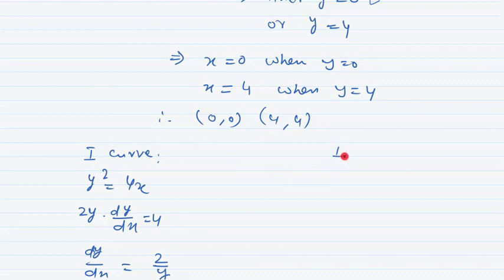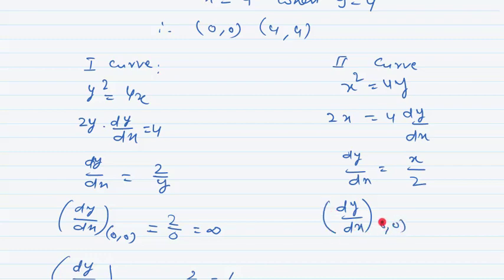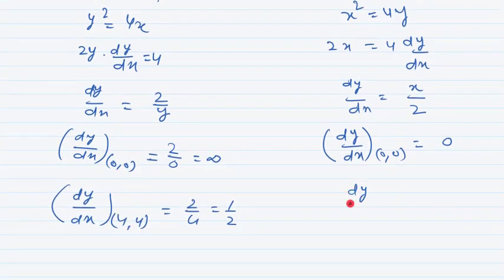Now let us take the second curve. On the second curve, we have x square is equal to 4y. Differentiating with respect to x, we get 2x is equal to 4 dy upon dx, and from here dy upon dx is x upon 2. Now let us calculate this at the 2 points. At 0, 0, it is clearly 0, and the second one is dy upon dx at 4, 4, which is clearly 2.